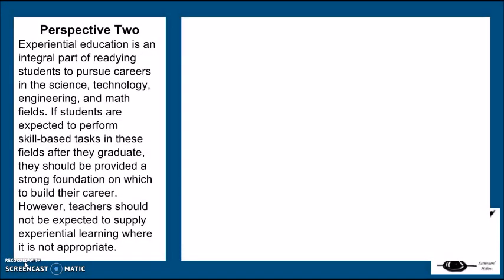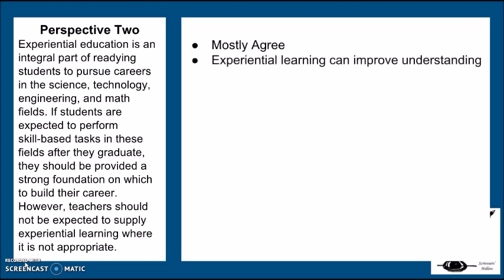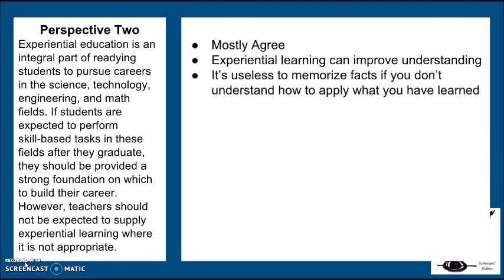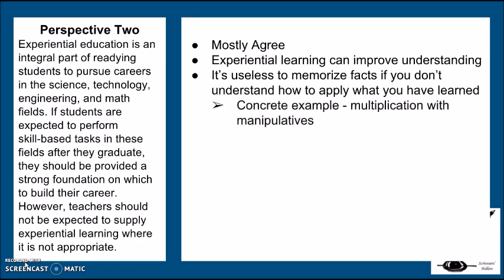All right. So let's move on to perspective 2. Now, perspective 2, as you can see, generally agrees with my perspective. Experiential learning can improve understanding, and it's useless to memorize facts if you don't know how to apply what you've learned. So it is certainly important in math and science to provide concrete, hands-on experiences where the students can apply what they've learned. For example, multiplication manipulatives.